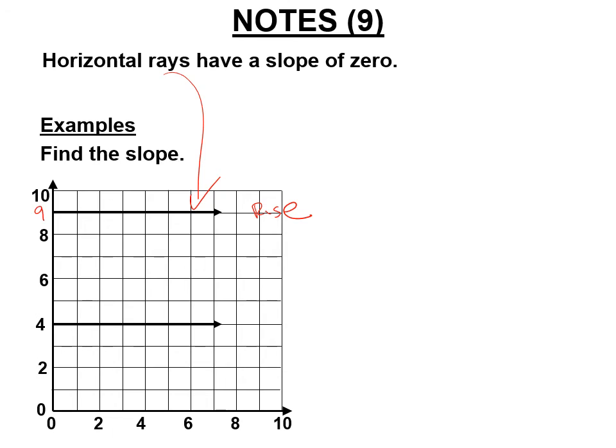So now, what is the rise of this? There's the number 9 there, but the rise is not 9. The rise is how much it goes up. How much does that go up? Well, it starts at 9, still 9, still 9, still 9, still 9. The rise of this is 0.